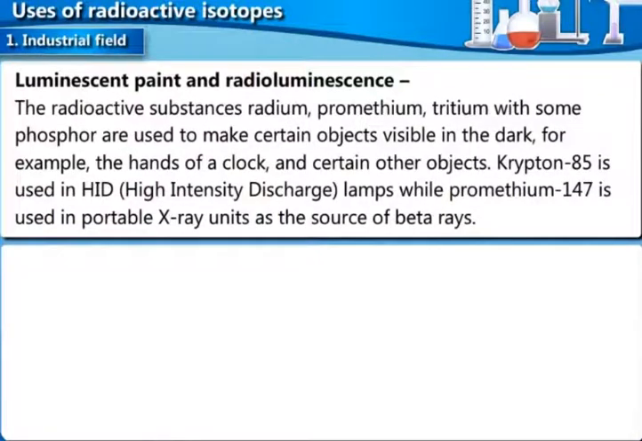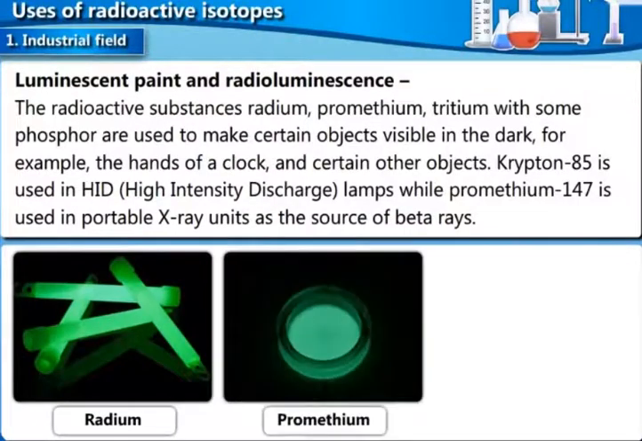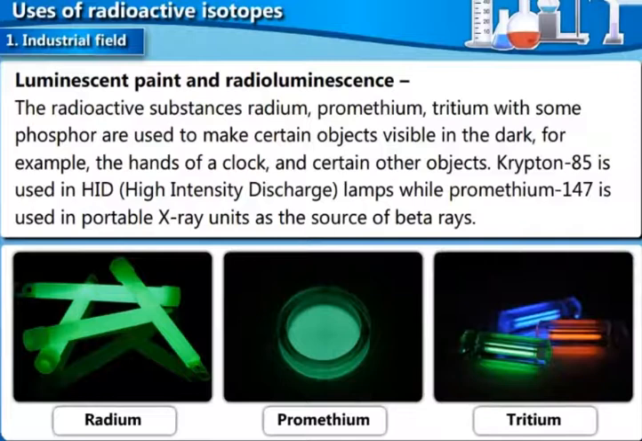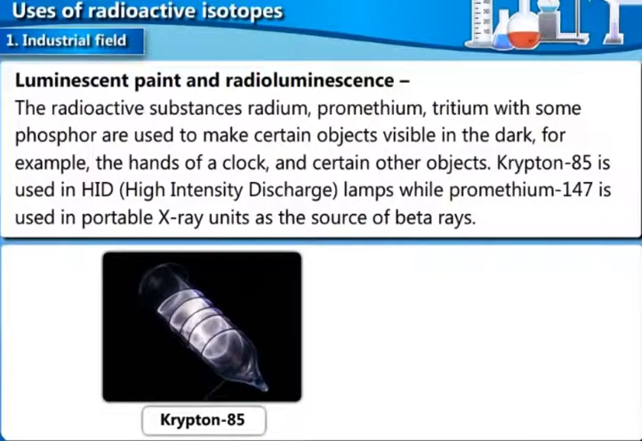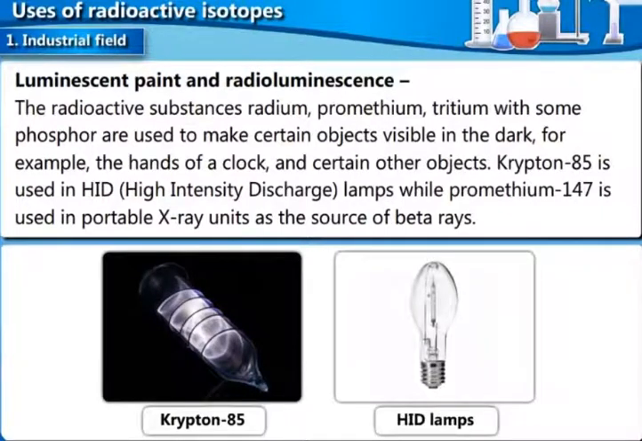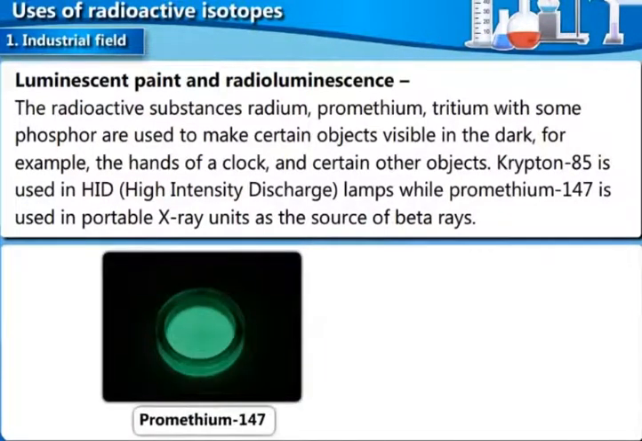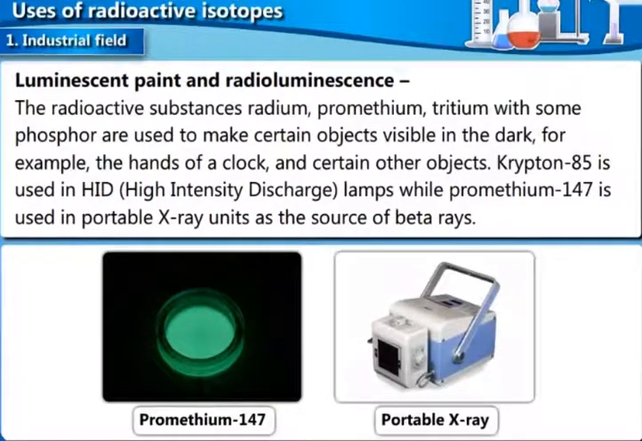Luminescent paint and radioluminescence. The radioactive substances radium, promethium, tritium with some phosphor are used to make certain objects visible in the dark. For example, the hands of a clock and certain other objects. Krypton 85 is used in high-intensity discharge lamps, while promethium 147 is used in portable X-ray units as the source of beta rays.